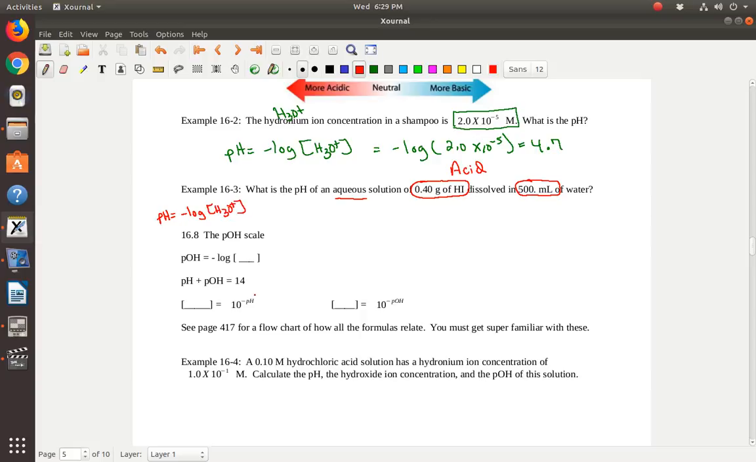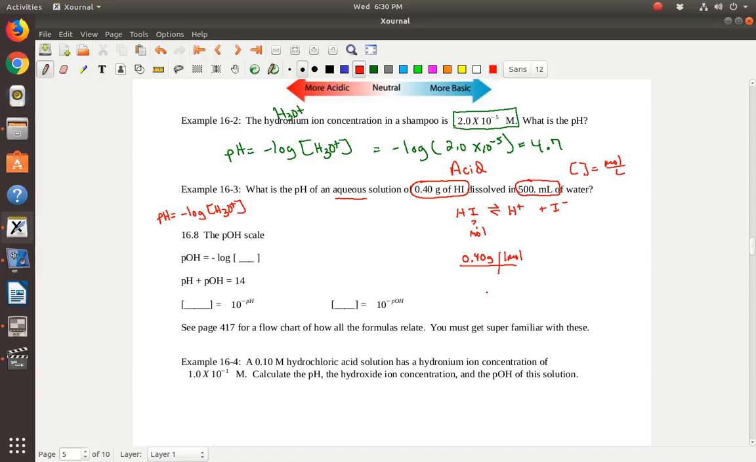Well, we don't know the hydronium ion concentration. Remember, the concentration is in moles per liter, or molarity. We have to figure out the molarity. We have hydrogen iodide, and it falls apart into the hydrogen ions and the iodine ions. We've got to figure out how many moles of hydrogen iodide we have. So we take the 0.400 grams, and we have to convert to moles using the molar mass.